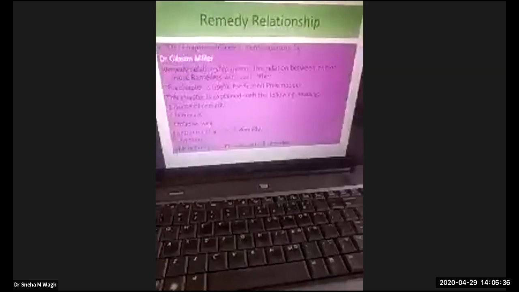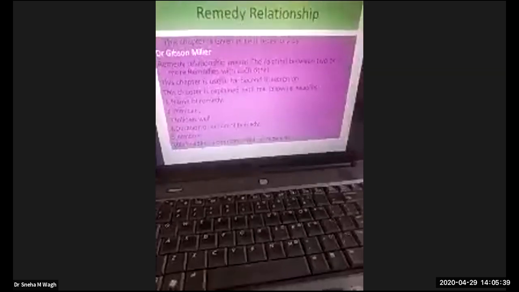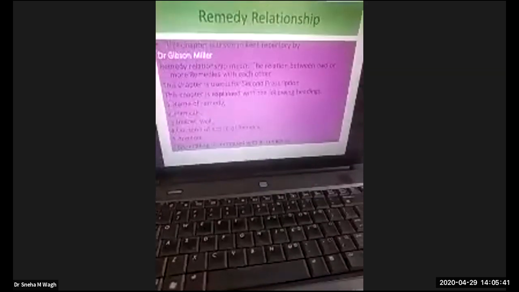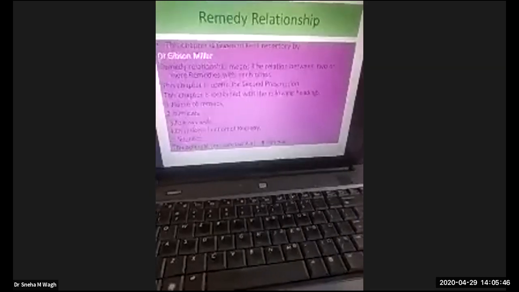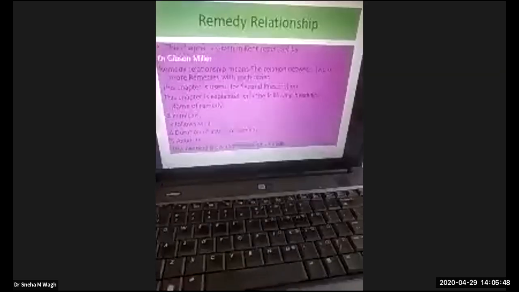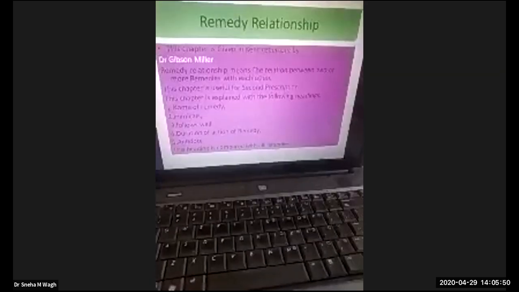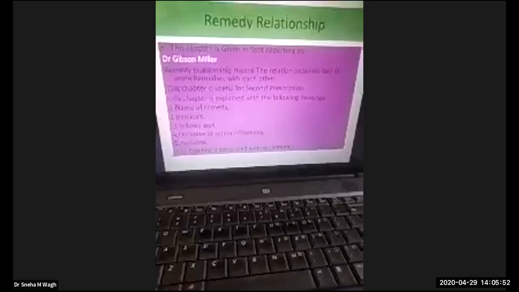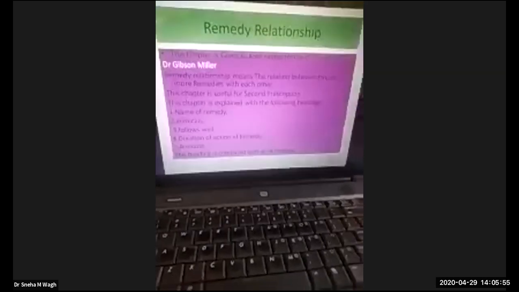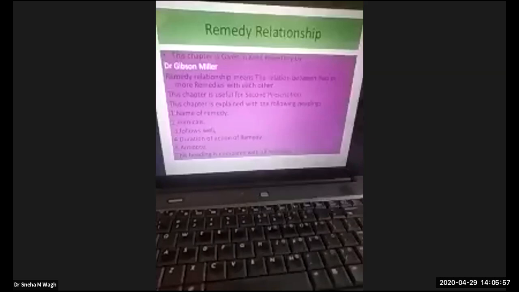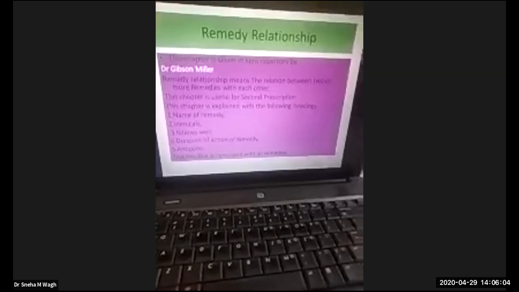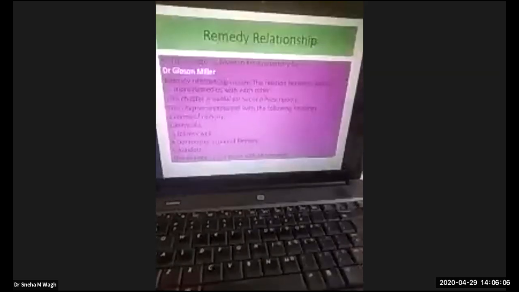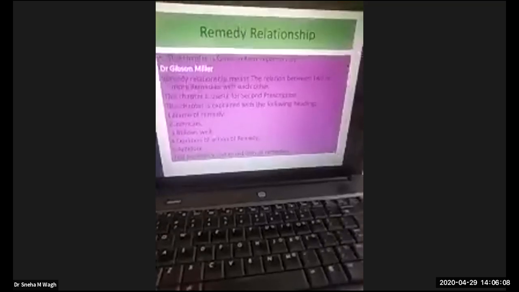There is also one chapter added, that is remedy relationship. This chapter is added at the end of all the chapters. The remedy relationship chapter is written by Dr. Gibson Miller. He has given the idea of remedy relationship. The relationship between 2 or more remedies is known as remedy relationship. So what is the relation between each other? This is for second prescription also.